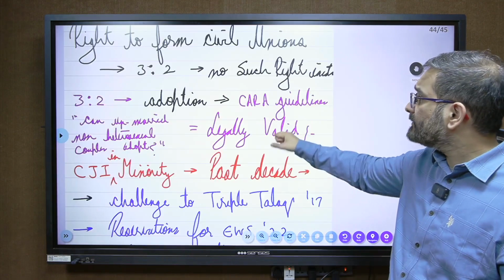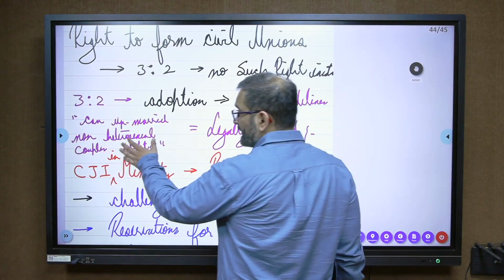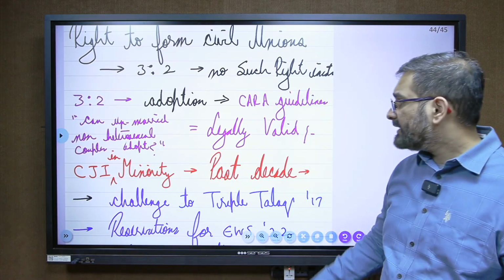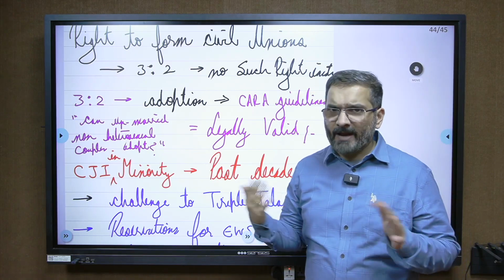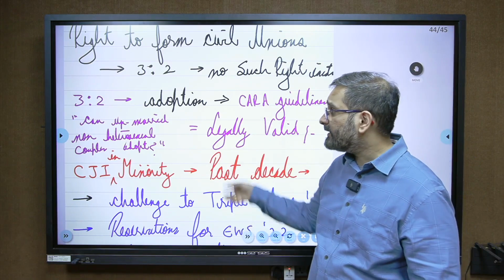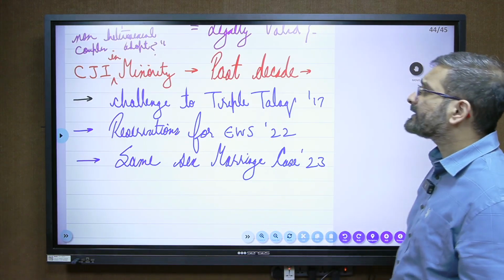And by 3:2, the adoption, the CARA guidelines are legally valid. So basically the question is, can unmarried non-heterosexual couples adopt? In the CJI's minority judgment, what we said was yes, but overall no, because we lost out by 3:2. Basically we lost out by 1 judge, otherwise a tie breaker would have had to be held further.